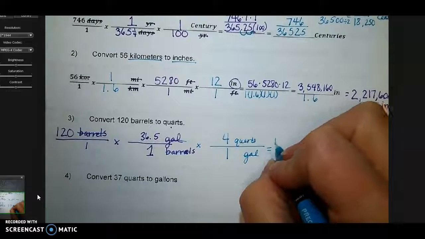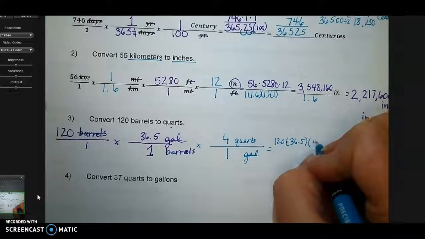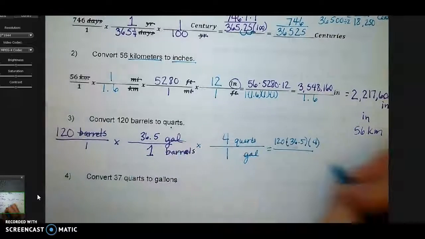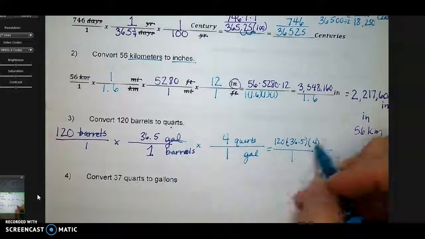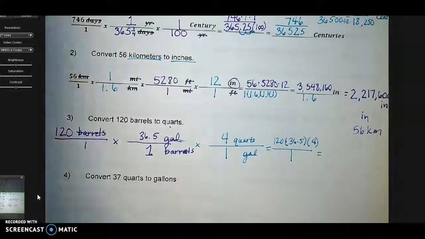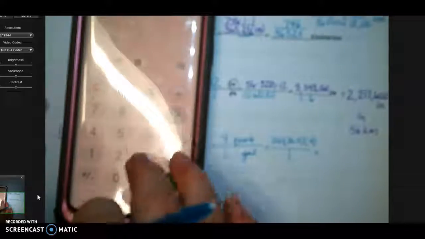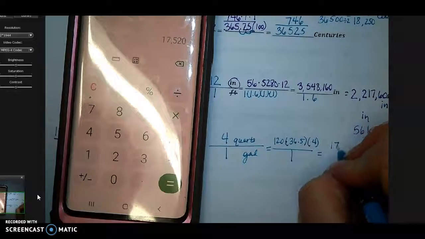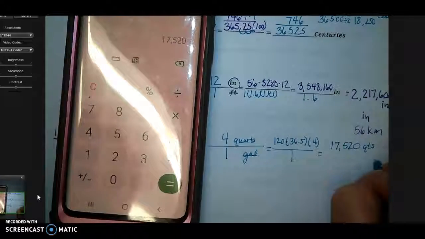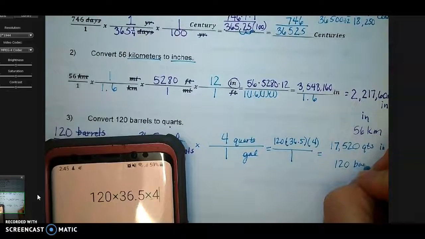So now I'm going to do 120 times 36.5 times 4. And I've got all over top of 1s. If I had left that as 73 over 2, I would eventually have to divide by 2. Since I've already taken care of that, I don't have to do it now. So I get 17,520 quarts in 120 barrels.